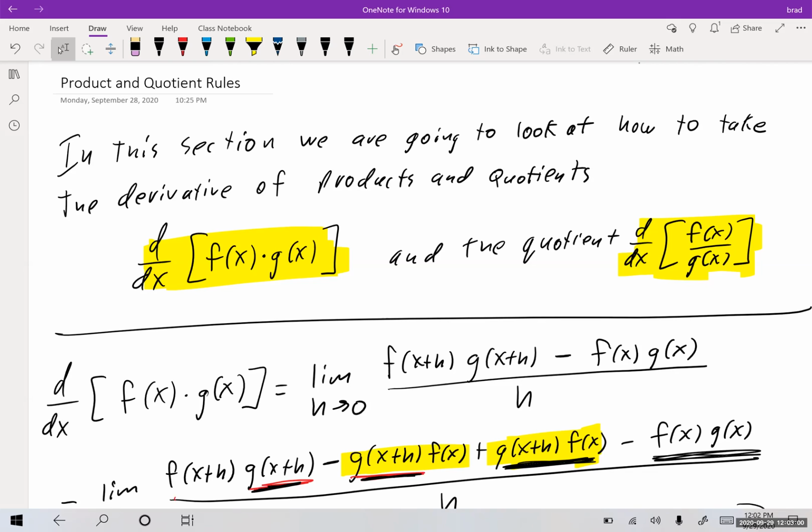Remember, you cannot differentiate a product piece by piece. You have to use the product rule, okay? And you can't differentiate a quotient numerator by denominator. You have to use the quotient rule for derivatives.